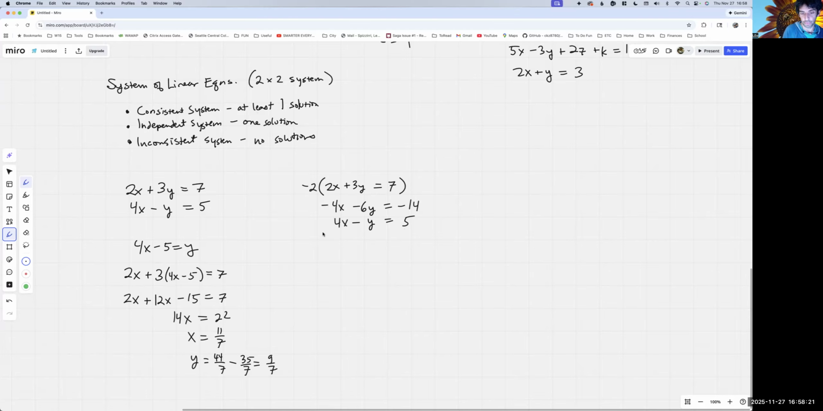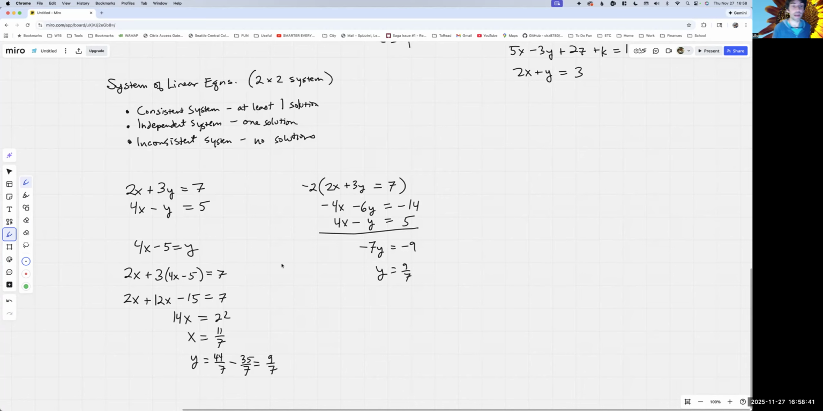Right? Well, notice what I did. I multiplied it by -2, so I'd have a -4x and a positive 4x. I get -6y. Minus 6y minus y gives me -7y equals -9. So y is equal to 9 over 7. Notice we got the exact same answer, right?